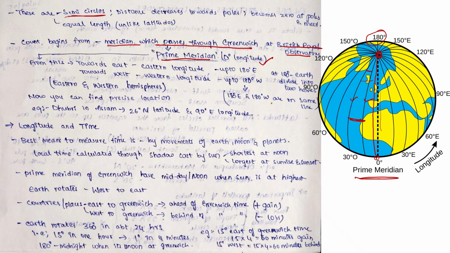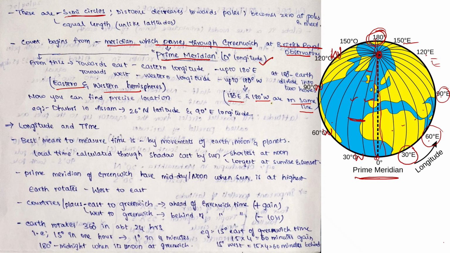From here to the east are called eastern longitudes, indicated by the letter E, whereas to the west they are western longitudes. 180 degrees eastern longitude and 180 degrees western longitude are on the same line. The prime meridian and 180 degrees longitude divide the earth into two hemispheres, the eastern and western hemispheres.